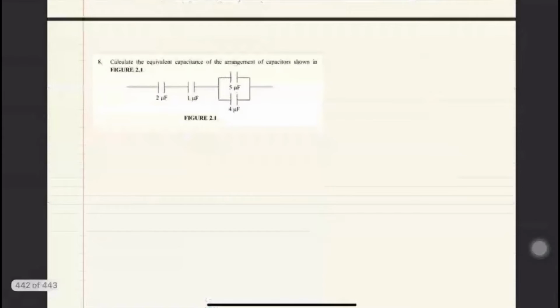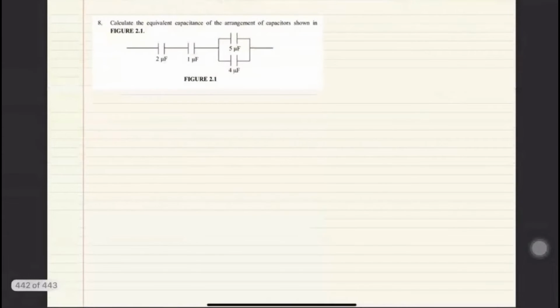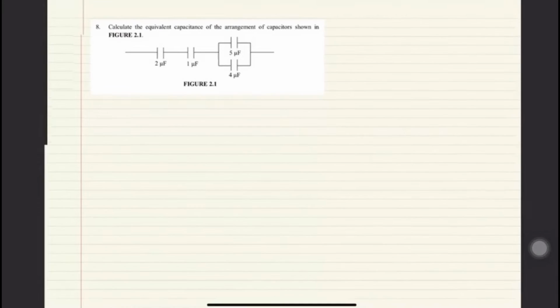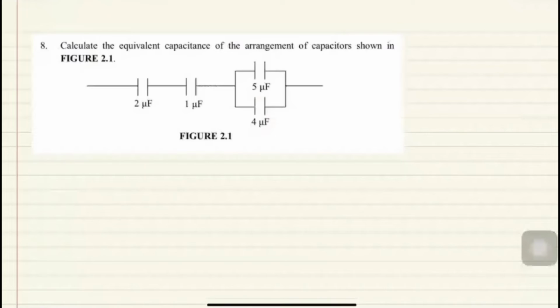Now to the next question. Question number 8. Calculate the equivalent capacitance of the arrangement of the capacitors shown in figure 2.1. Okay, is this series or parallel? Series and parallel. Okay, very good. It contains both.